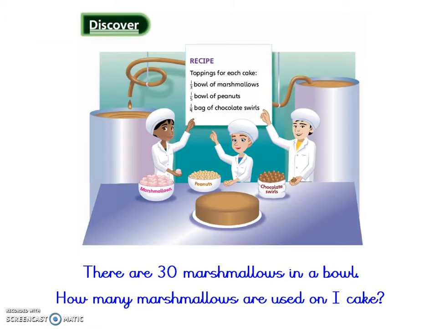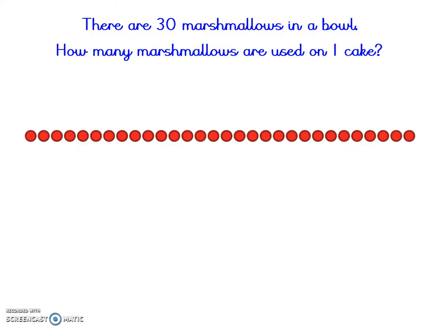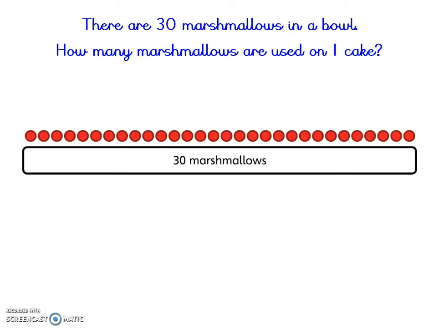So welcome back. Let's have a look at our strategy for question 1a. There are 30 marshmallows in a bowl. How many marshmallows are used on 1 cake? In order to begin answering this question, you can see that I've drawn something on the board straight away. So the question is, why have I put 30 counters on this page? What do those counters represent, do you think? Of course, these 30 counters are representing my 30 marshmallows. And those 30 marshmallows are my total amount, the whole that I have.